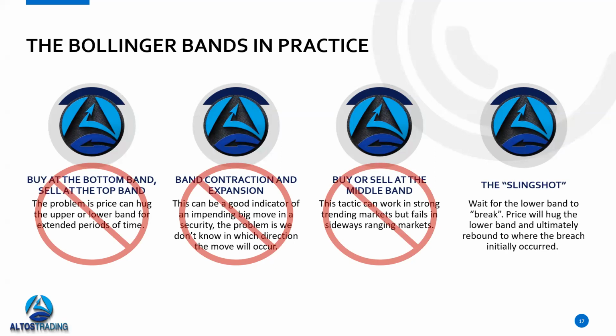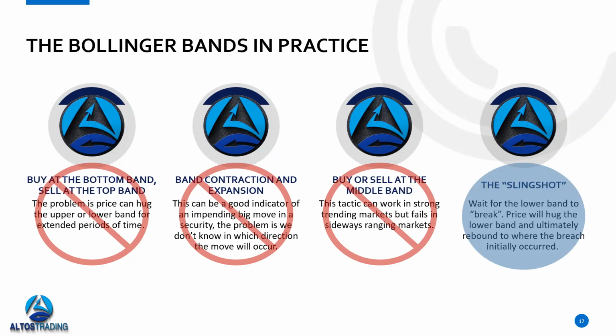And this is a unique way to use the Bollinger Bands and analyze volatility, where we wait for the lower band to break. And I'll explain what that means, but basically price will hug the lower band and ultimately rebound to where the breach initially occurred. And this is the essence of the slingshot. And it's really formulated, designed around a contrarian approach to buying and selling.